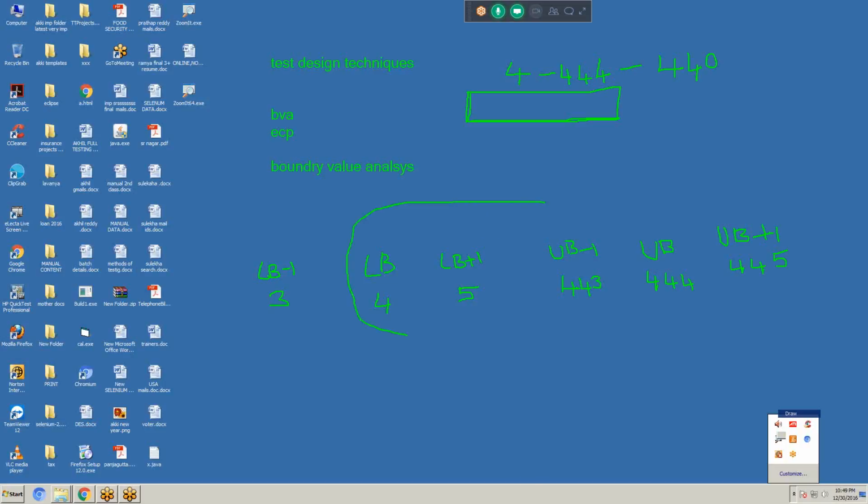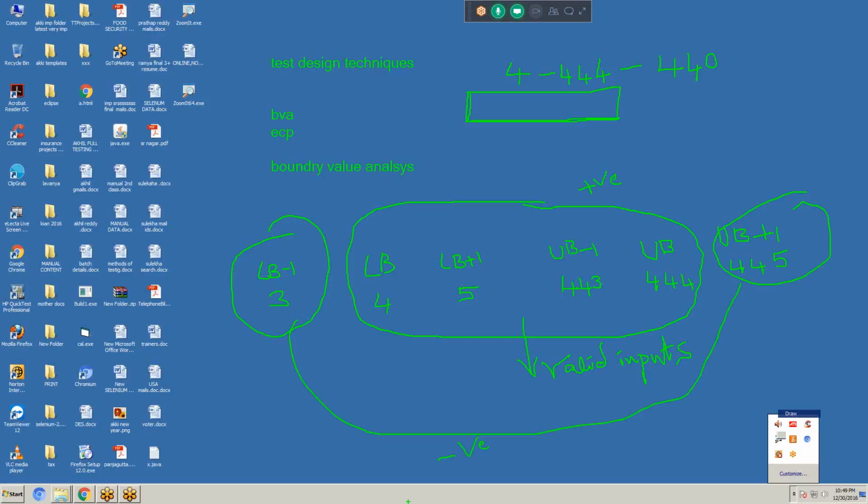With the help of these 4 values, if you do testing, those are valid inputs. With the help of valid inputs, if you do testing, that is called positive testing. Lower bound minus 1 and upper bound plus 1 are invalid inputs. With the help of invalid inputs, if you do testing, that is called negative testing. So here we are doing positive testing as well as negative testing.